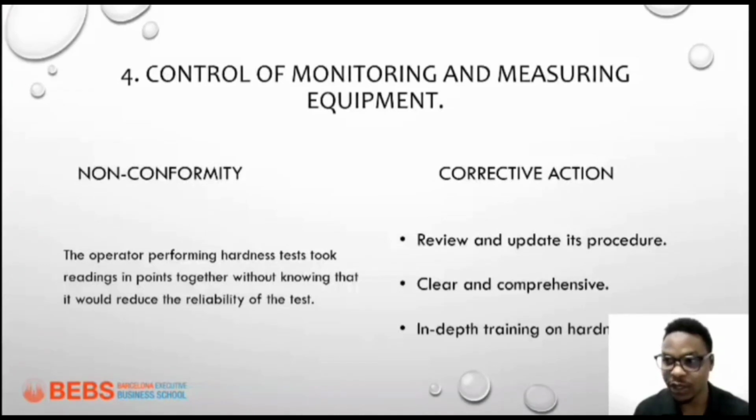This can happen because probably the person performing the test was not well trained, or didn't have the right tools, or was being pressured at work and was just trying to meet deadlines. As a corrective action, the operator should be trained on the correct procedure for performing the hardness test, including taking readings separately so that they don't interfere with each other. The organization should also review and update its procedures to ensure they are clear and comprehensive for all the employees.